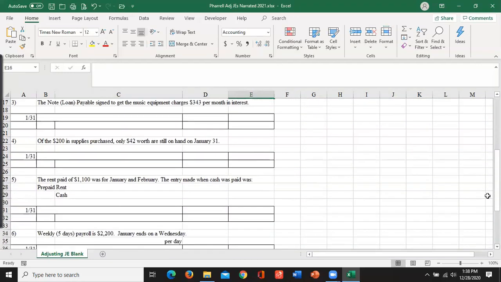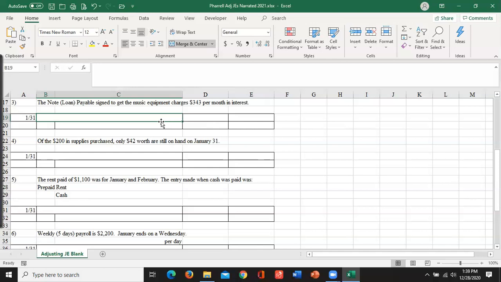When we bought that music equipment, we signed a loan. And so with loans, we usually have to pay interest. We're going to say the interest is $343 a month. That's a little pricey, but makes the numbers easy. I haven't done anything yet, but I owe that interest. And I'm going to pay that at the end of the loan period. I'm not going to pay it monthly.